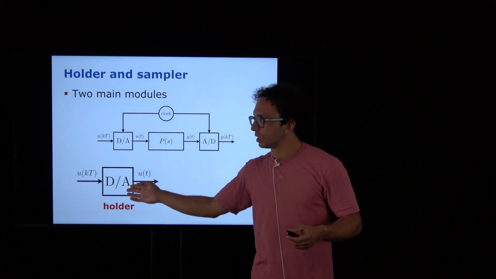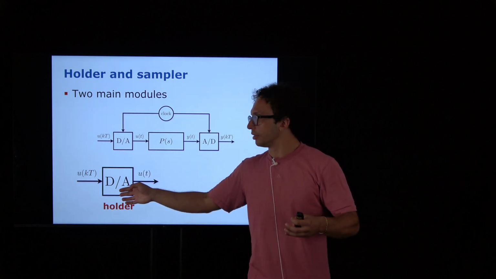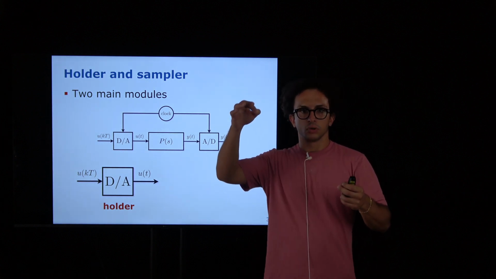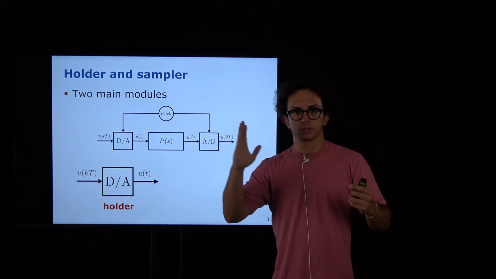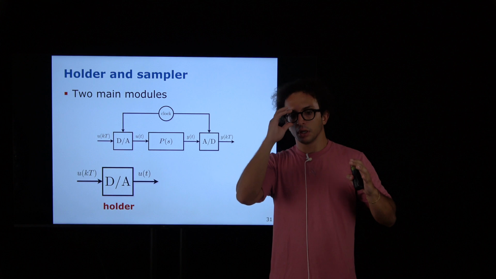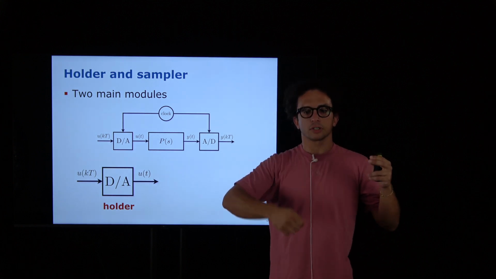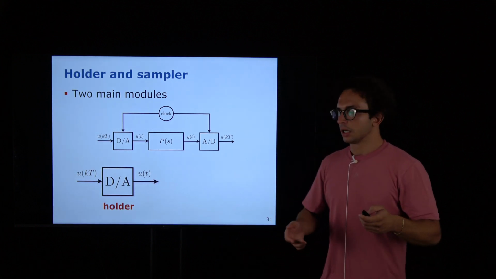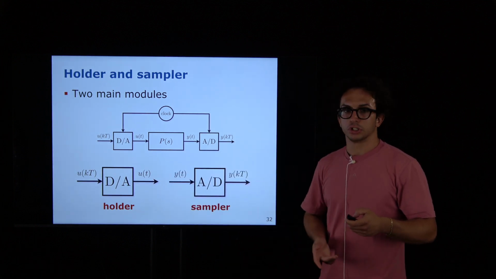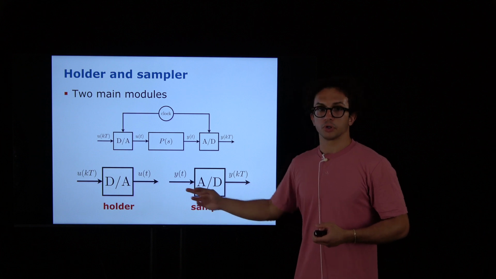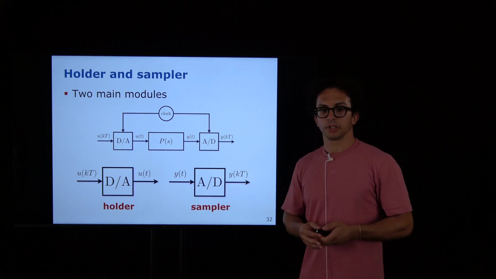But intuitively, you can understand: you have a discrete time signal, which is just numbers at certain timestamps, and you just hold them until the next one comes. So this is why it's called holder. And the analog to digital is simply called sampler. So it's something that samples from continuous time to discrete time.